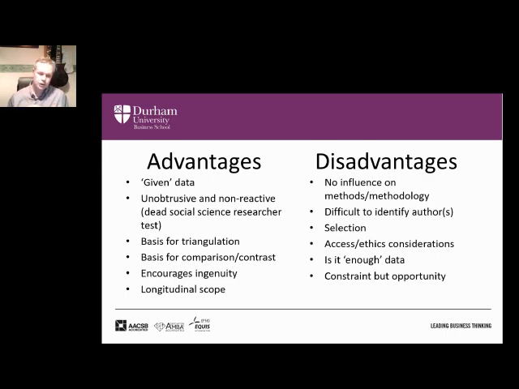So it encourages ingenuity. Unlike with primary data, when you're looking at documents, you can look at them over time. So there is longitudinal scope, so you've got more scope to claim what things have happened over time, and then maybe even get as close to saying something about cause and effect.